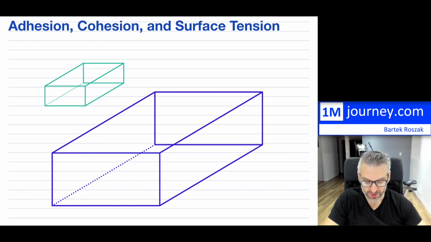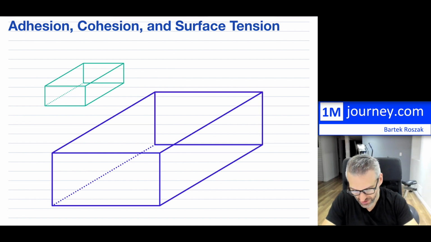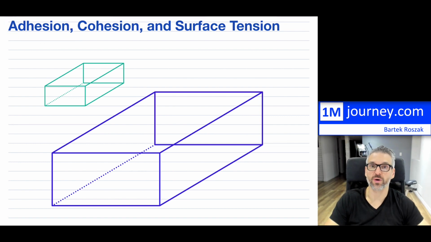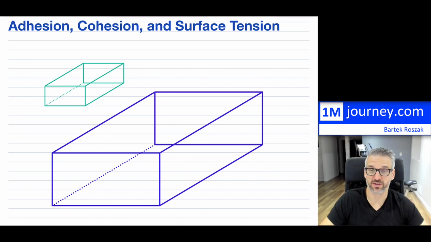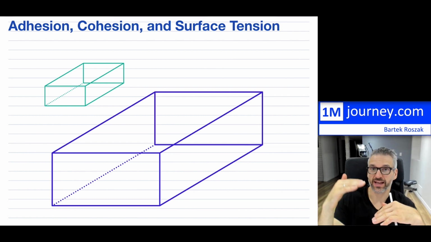Now, when we use the term adhesion, we are referring to when two objects of a different kind are in contact with each other in some way, and there are forces which are keeping them together. You can almost think of it as if you stick glue on top of one object, the glue will adhere to the other object, but they're still two separate entities.